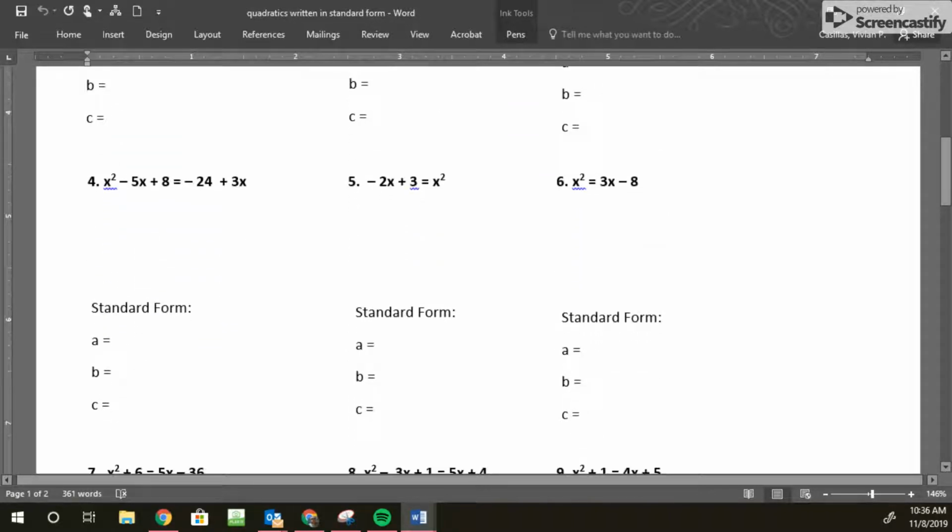So for numbers 1, 2, 3, and then here's number 4, but put the answer for number 4 down here at the bottom for A, B, and C, and so on.